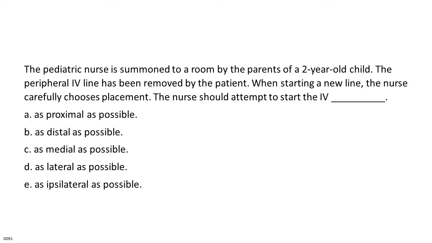The pediatric nurse is summoned to a room by the parents of a 2-year-old child. The peripheral line has been removed by the patient. When starting a new line, the nurse carefully chooses placement. The nurse should attempt to start the IV: A. As proximal as possible. B. As distal as possible. C. As medial as possible. D. As lateral as possible. E. As ipsilateral as possible.